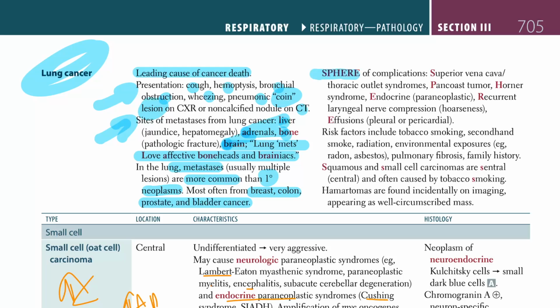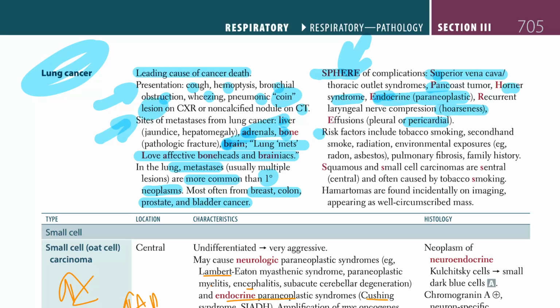Complications are superior vena cava syndrome, thoracic outlet syndrome, Pancoast tumors, Horner syndrome, endocrine or paraneoplastic syndromes, recurrent laryngeal nerve compression causing hoarseness, and effusion, which is pleural effusion or pericardial effusion. So the mnemonic here is SPHERE. This is an important way to go: Superior vena cava, Pancoast, Horner, Endocrine, paraneoplastic, high yield, Recurrent laryngeal nerve compression, hoarseness, and Effusion.